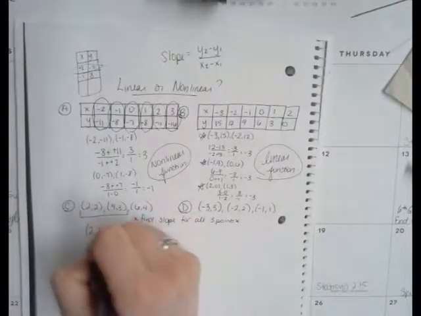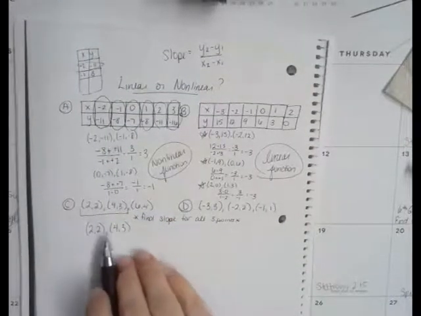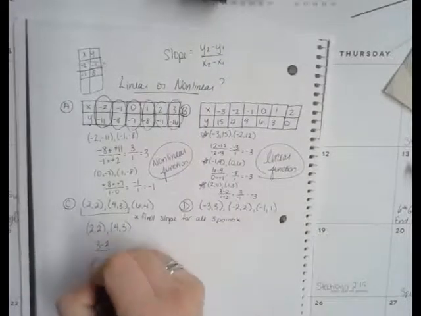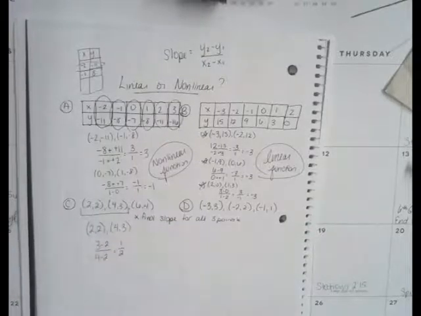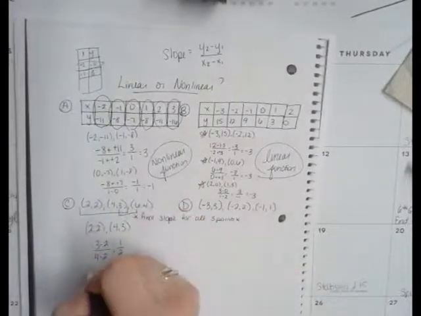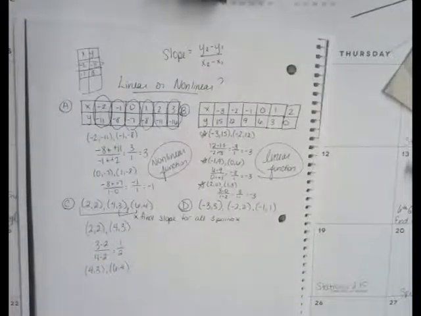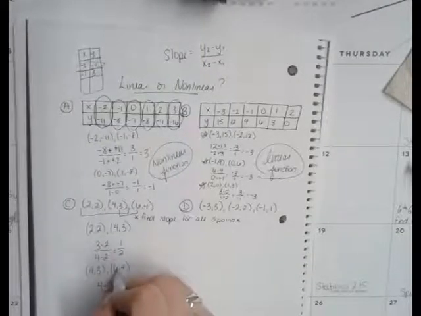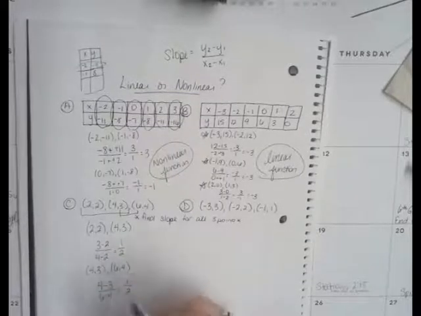So I have 2, 2, and 4, 3. So there's my first x, first y, second x, second y. So I have 3 minus 2 over 4 minus 2. 3 minus 2 is 1. 4 minus 2 is 2. So then I can do these 2. I'm going to do 4, 3 and 6, 4. Same thing, second y minus the first y, 4 minus 3 over second x minus the first x. 6 minus 4, 4 minus 3 is 1, 6 minus 4 is 2.